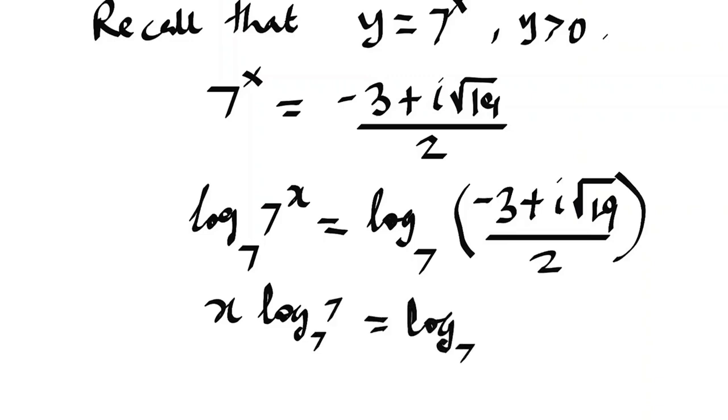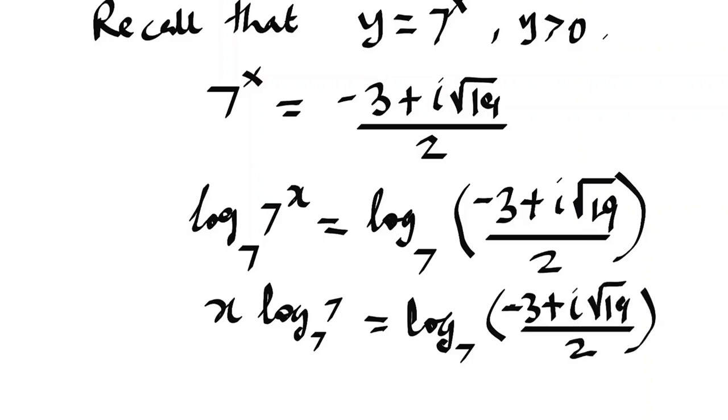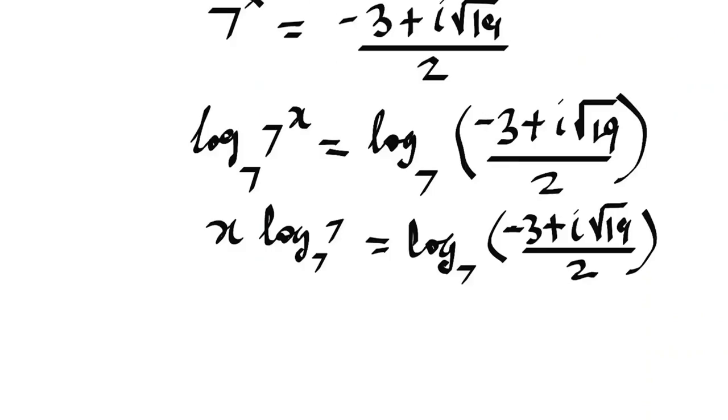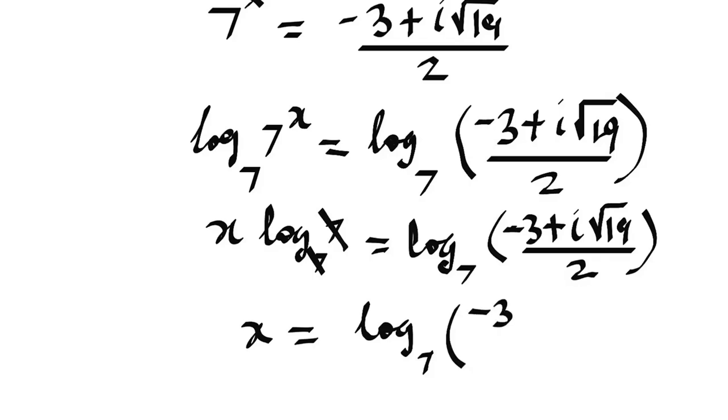Okay, so from here, x comes down, we have log 7 base 7, then equals log 7 of minus 3 plus i root 19 divided by 2. Okay, this we cancel this, becomes 0. So we're going to have x equals log base 7 of minus 3 plus i root 19 divided by 2, which is a complex solution here.